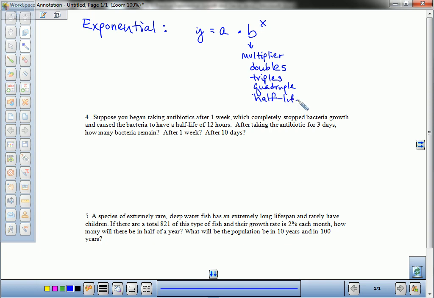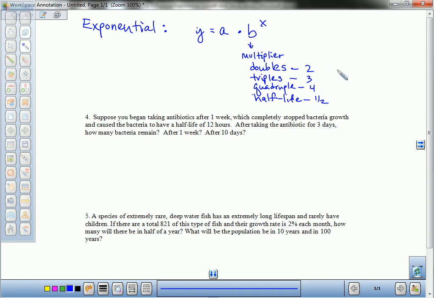Today you're going to look at half-life. These words take us straight to the multiplier. Double would be 2. Triple would be 3. Quadruple would be 4. Today we're going to look at half-life. Anything that halves would be a half. So that's how it's growing or decreasing in terms of half-life.